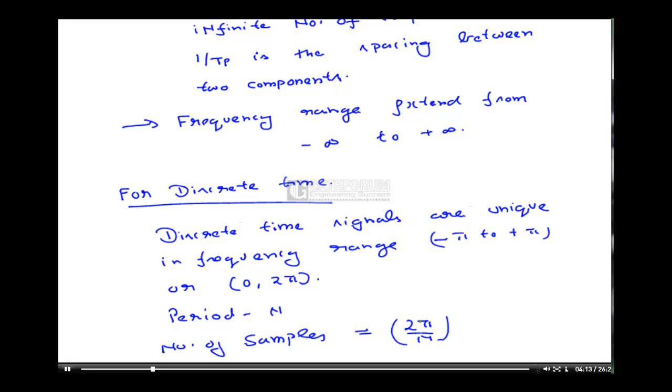Similar thing happens in discrete time for a non-periodic signal also. We have DTFT. Though it is continuous, it is unique between 0 to 2 pi. This is the basic difference between the discrete time signal and the continuous time signal. For continuous time signals, frequency ranges from minus infinity to plus infinity. For discrete time signals, frequency ranges from minus pi to plus pi or 0 to 2 pi.